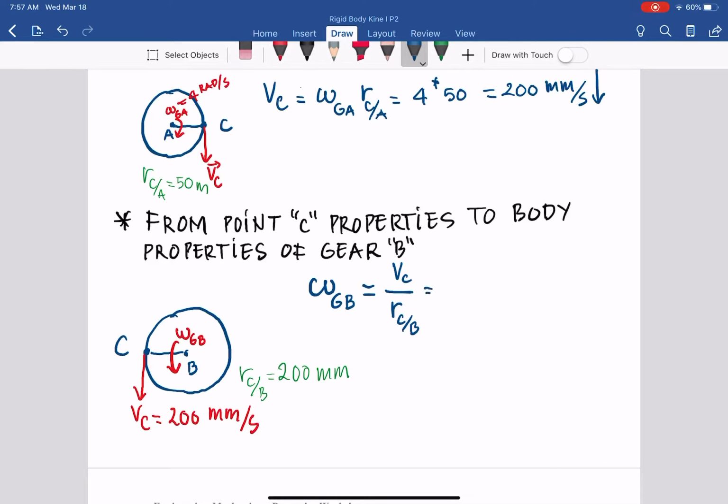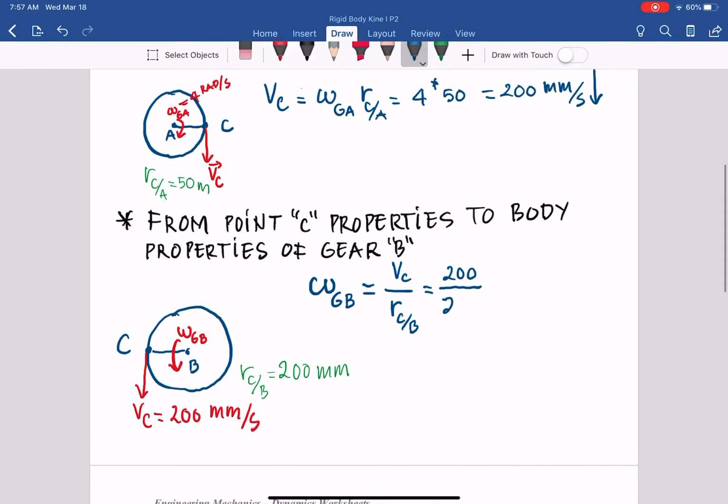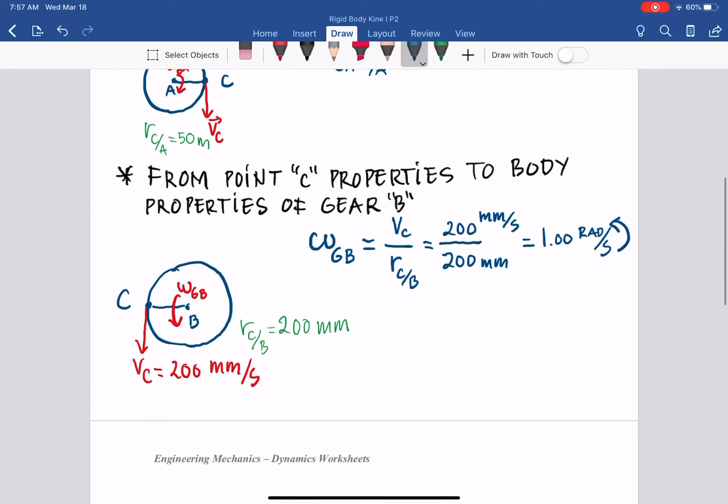So plug in Vc is 200 millimeter per second divided by the radius of C relative to B, which is 200 millimeter. This is millimeter per second, this is millimeter, so they cancel out. From that, we have 1 radian per second, and it will be counterclockwise rotation, as you can see there. So that we have the body properties.